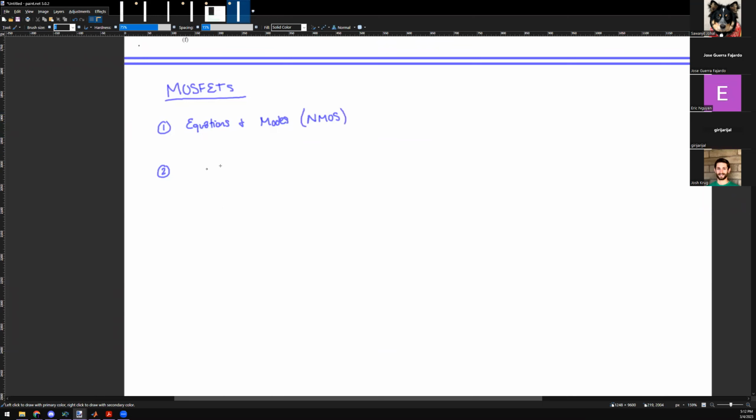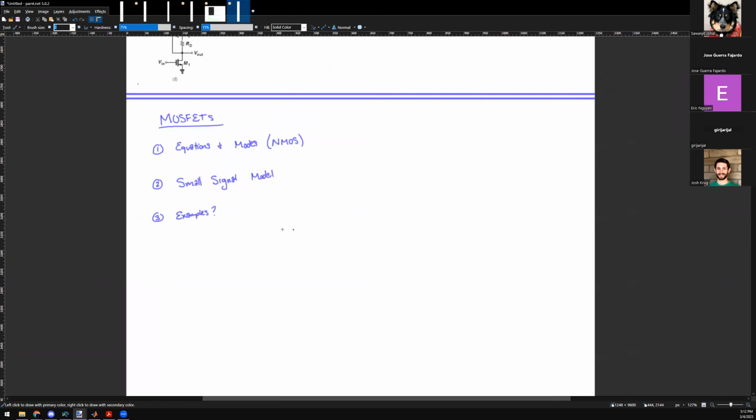And then I'm going to introduce this concept of small signal. And we're going to do a small signal model for a particular nonlinear system, in this case, a MOSFET. Okay, and then maybe some examples. All right, so that's the general premise.